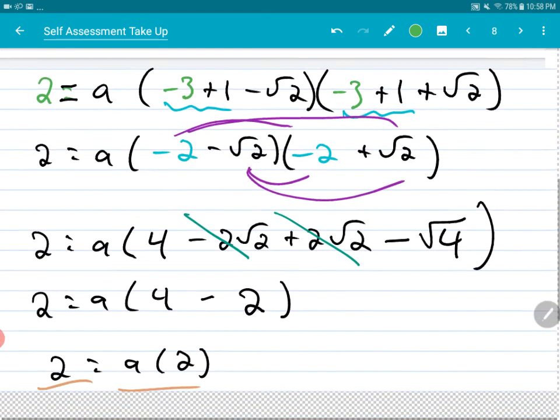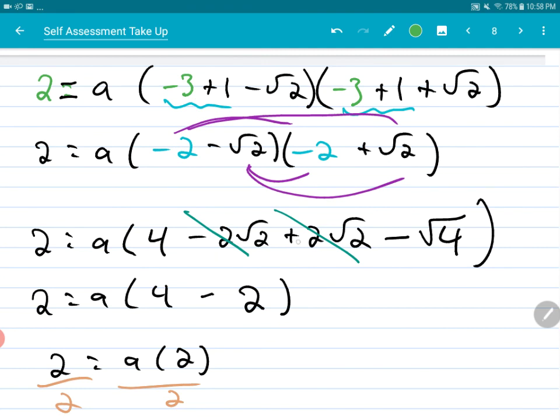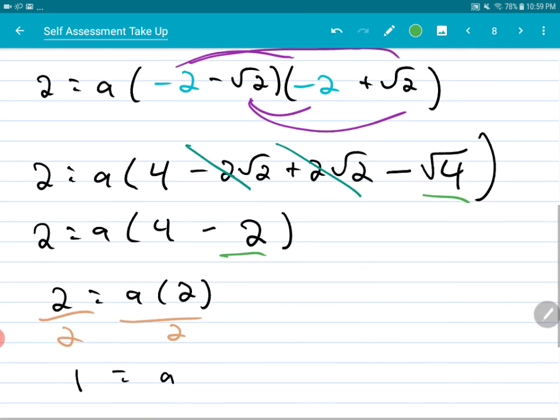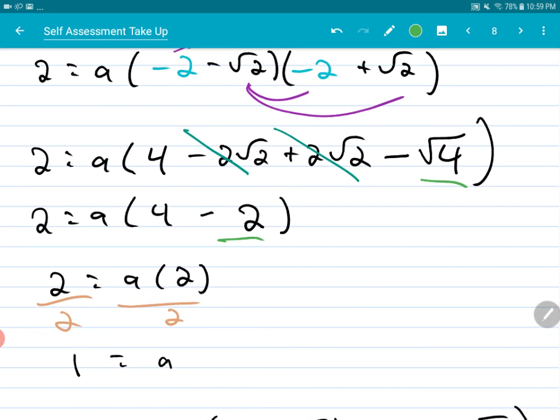Luckily for us, it worked out so nicely, and -2 root 2 plus 2 root 2 cancel each other out, right? They're opposite. When you collect like terms, you get 0. So we're left with 2 equals a bracket 4 minus 2. Where did this 2 come from? Well, root 4 and 2 is the same thing, right? Simplified. 4 minus 2 is 2, so we have 2 equals a times 2. We're almost at the end here. We know we can divide both sides by 2 to balance it out, get our a by itself. a equals 1. Feels like you're at the end, but you're not done yet until you answer the question.